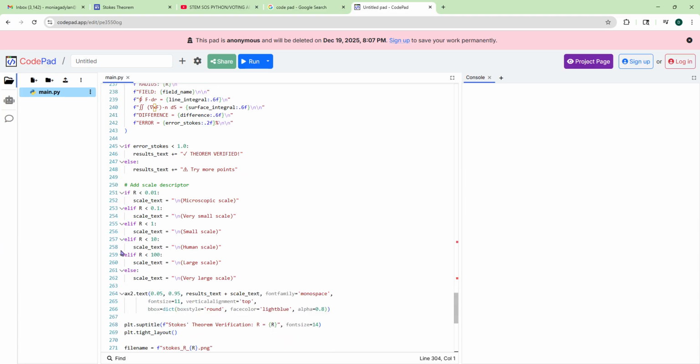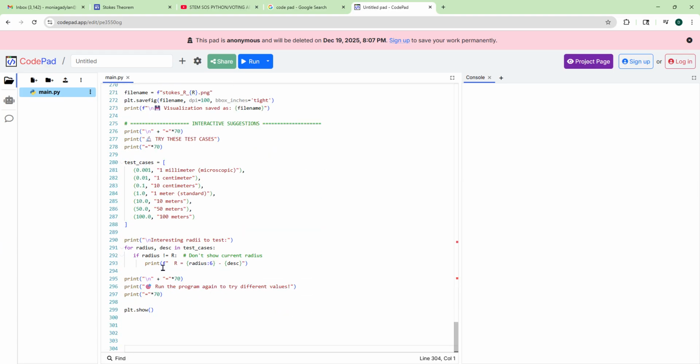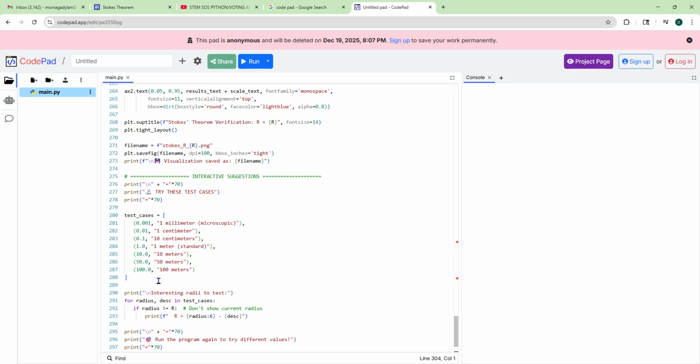For lines 344 through 372, the program suggests other radii to try. This encourages experimenting to see that the Stokes theorem works for many different sizes of circles.